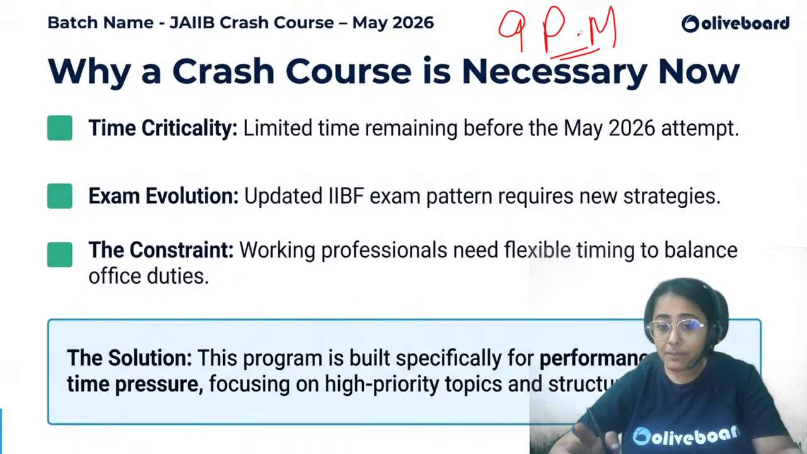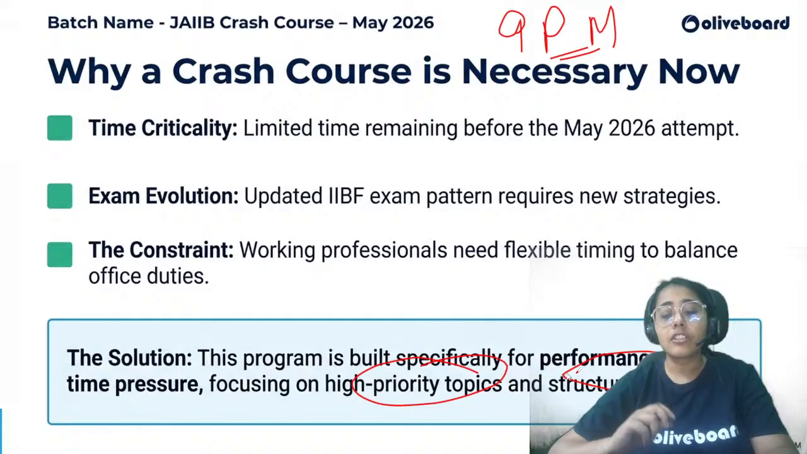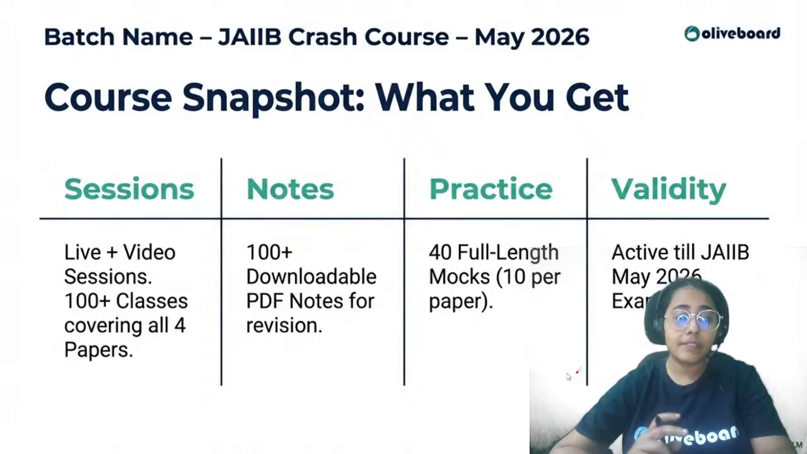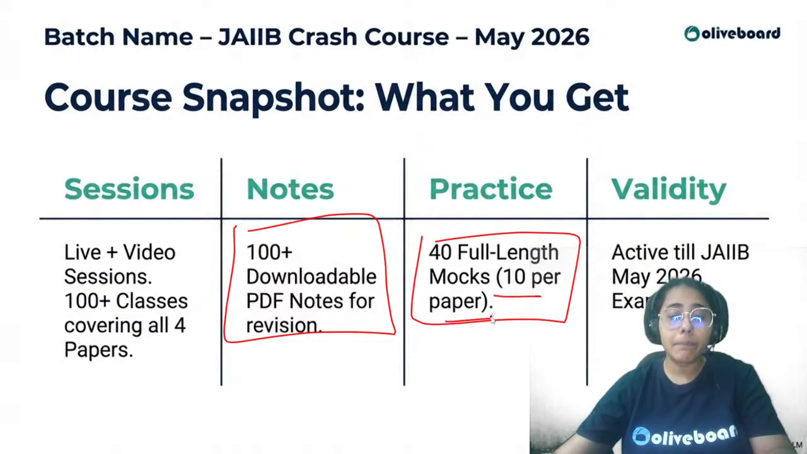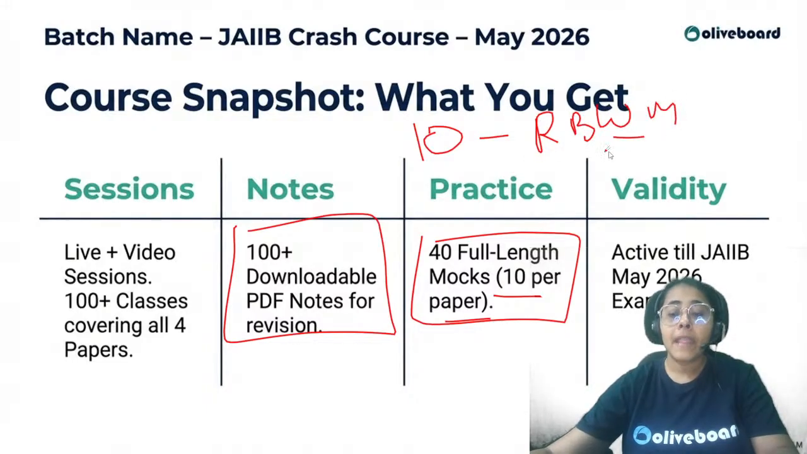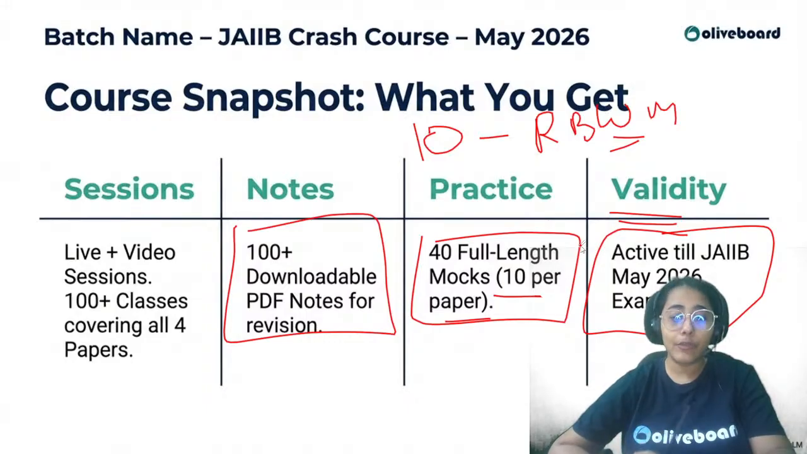Now that the time is less, there is pressure on us, so we need to focus on the high priority topics with structured revision. That is what you're going to get in this batch. Other than this, you're going to get 100 plus downloadable PDF notes for revision and 40 full length mock tests, 10 per paper. So you'll get 10 full length mock tests for your RBWM paper, and this is going to be valid till your JAIIB May 2026 exam.